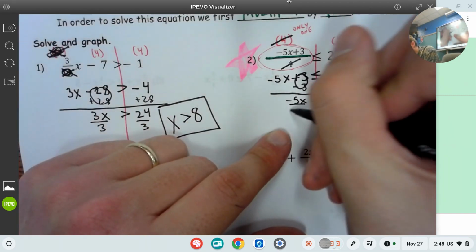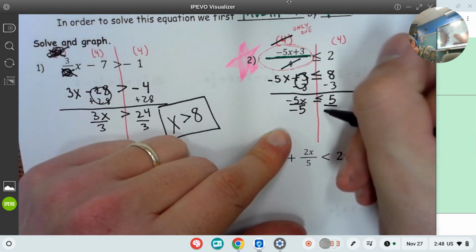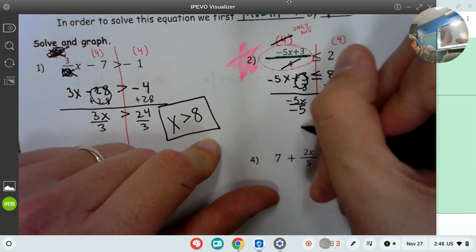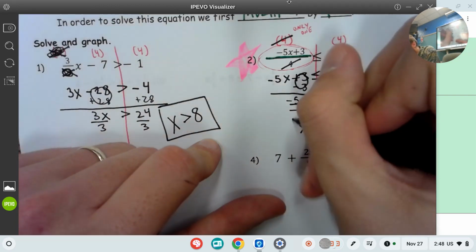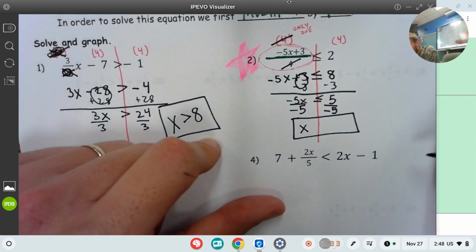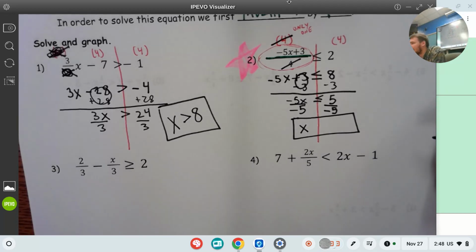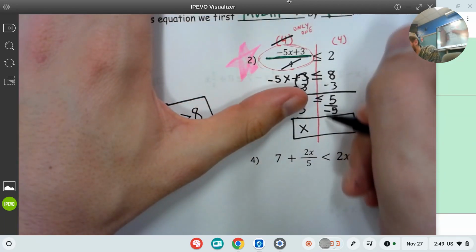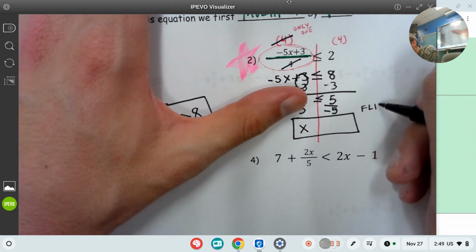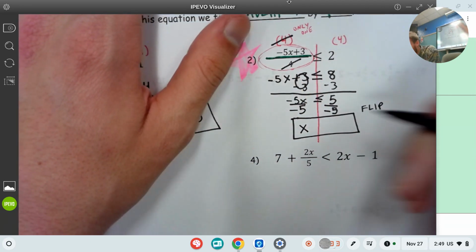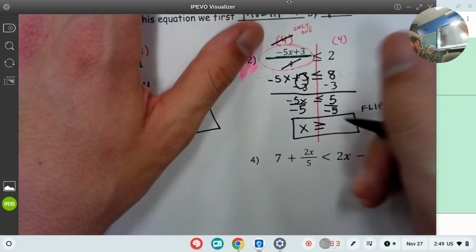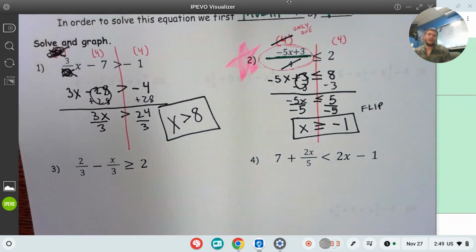And then finish with divide by negative 5. Divide by negative 5. X. Nice catch. That is literally the only little 2% of something that we're trying to learn today. We're going to have to flip the sign here because we divided by a negative. It used to be a less than or equal to. Now it is a greater than or equal to negative 1.